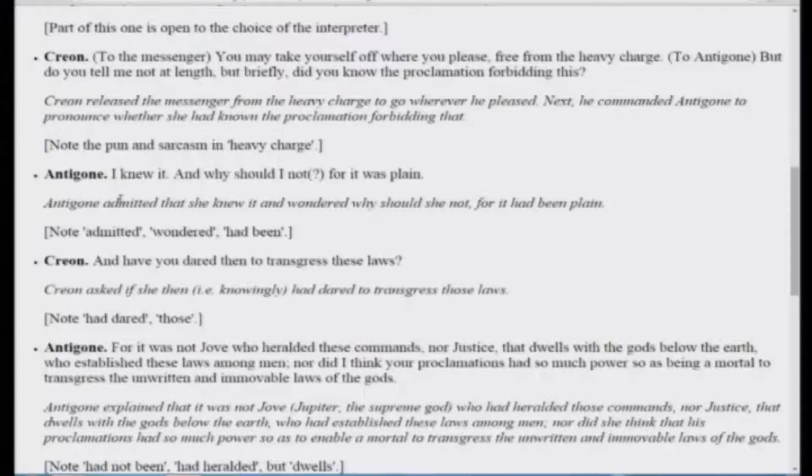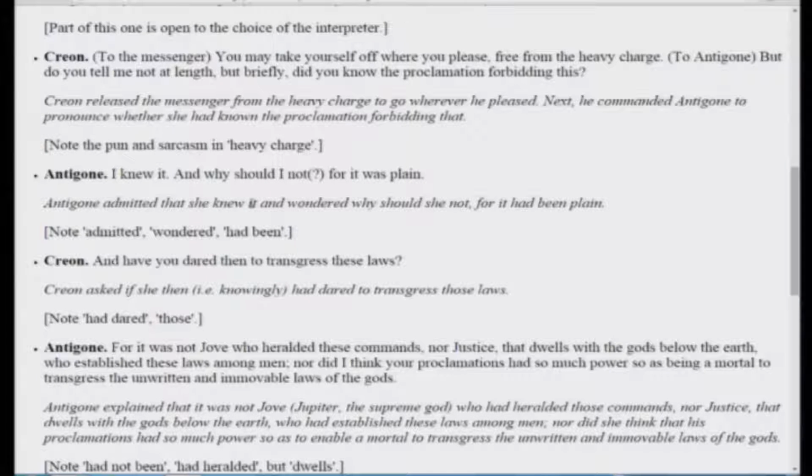I knew it, and why should I not? For it was plain. Okay. Antigone admitted that she knew it. This is a normal sentence, so that as the connector. This point onwards, the speech really starts. She knew it. Okay? Or you can also say she had known it.